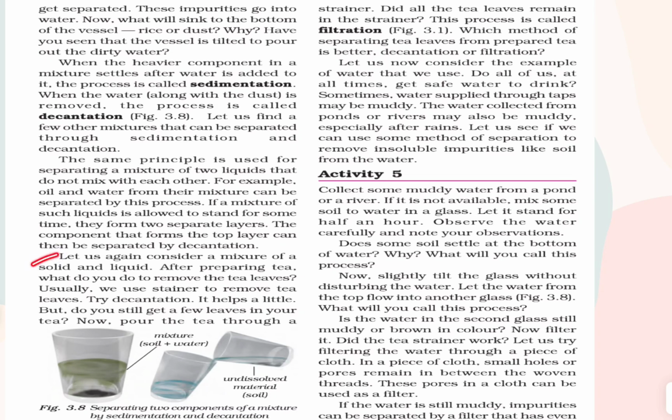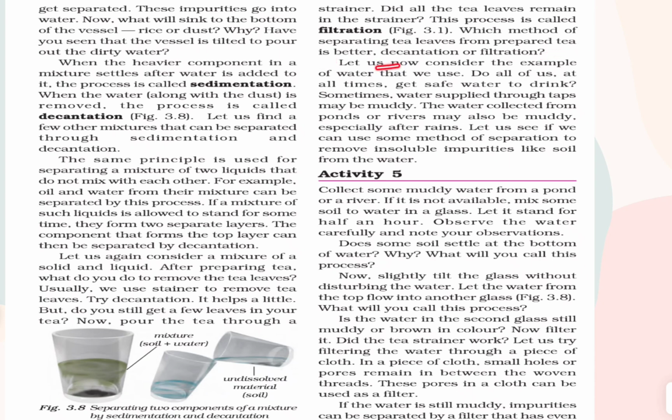Let us again consider a mixture of solid and liquid. After preparing tea, what do you do to remove the tea leaves? Usually we use a strainer to remove tea leaves. Try decantation. It helps a little, but do you still get a few leaves in your tea? Now pour the tea through a strainer. Did all the tea leaves remain in the strainer? This process is called filtration. Which method of separating tea leaves from prepared tea is better, decantation or filtration?